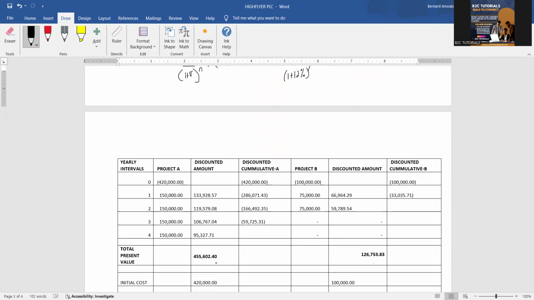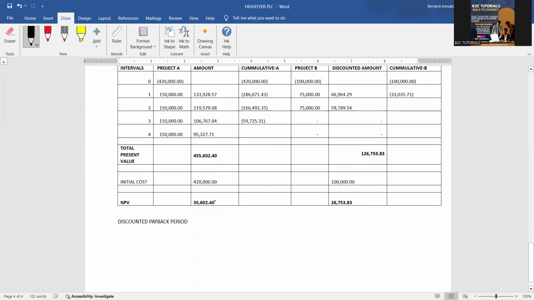So both would be giving you a positive return, because looking at it, see, this is 35,602.4. This is 26,753.83. So both net present values are positive, so you can accept both projects. Just that project A has a higher net present value compared to project B. So you can tell them to accept both because they are both positive. But then you can further tell them that they should consider project A because it has a higher net present value than this. So they can accept both, but then go ahead to accept project A, which has a higher net present value compared to project B.